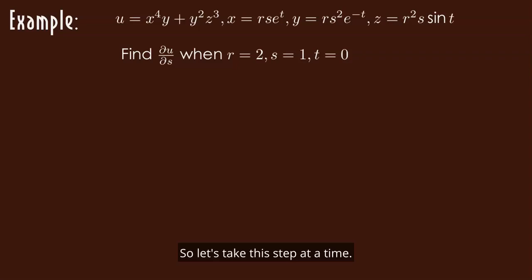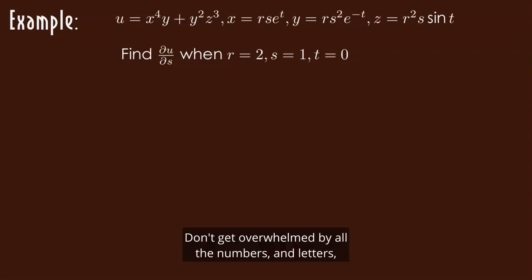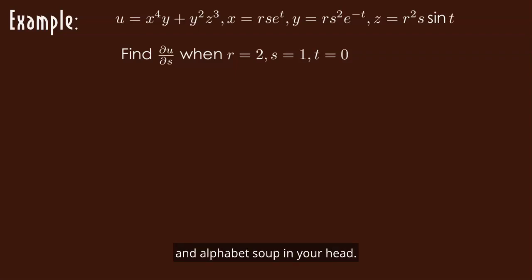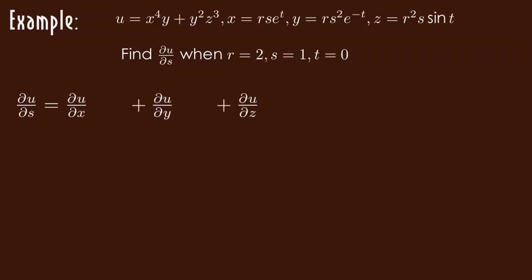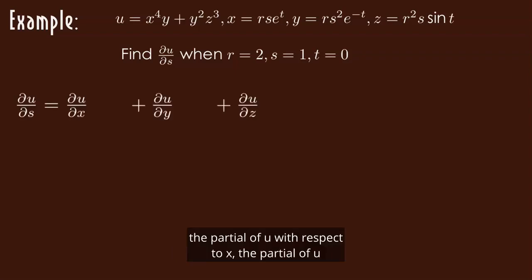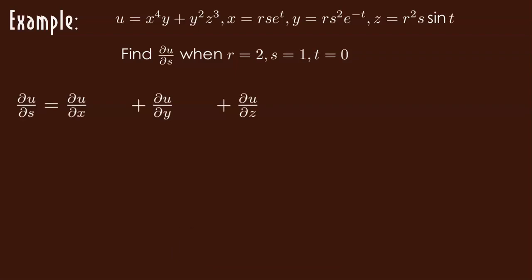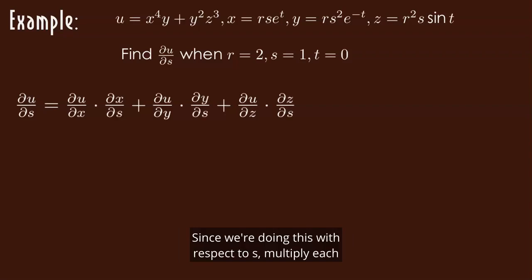So let's take this a step at a time. Don't get overwhelmed by all the numbers and letters and alphabet soup in your head. I know that the partial of u with respect to s has to equal the partial of u with respect to x, the partial of u with respect to y, and the partial of u with respect to z. We have to take each of those 3 variables into account. Since we're doing this with respect to s, multiply each of those partials by partial of x with respect to s, partial of y with respect to s, partial of z with respect to s.